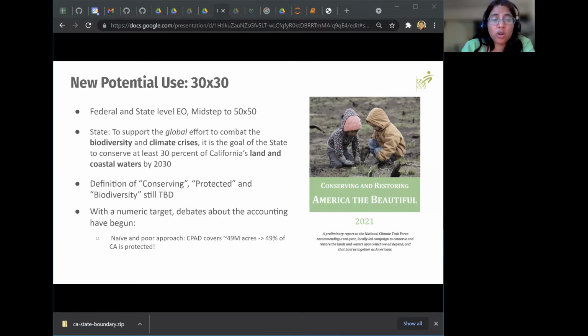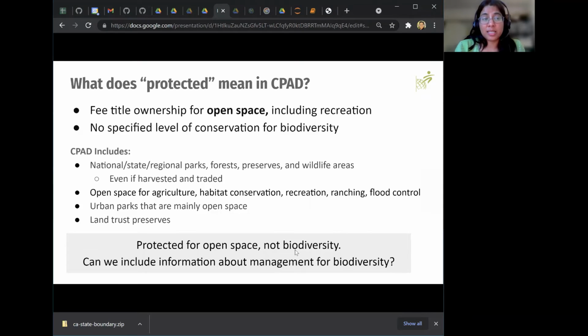Although the definitions for conserve, protect, and biodiversity in 30 by 30 are still being debated, we can be pretty clear about what protected means in CPAD. CPAD really refers to fee title ownership for open spaces, and this includes recreation, and there is no specified level of conservation for biodiversity. So in order to make this data source useful for 30 by 30, we would have to include items that refer to some of the goals of 30 by 30: biodiversity, equity, including tribal nations, a variety of aspects that could be included.